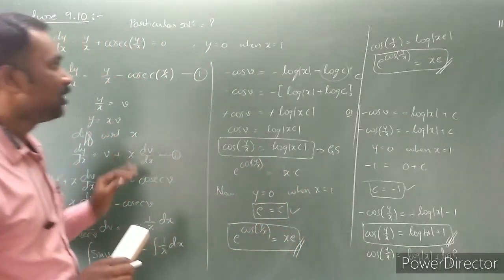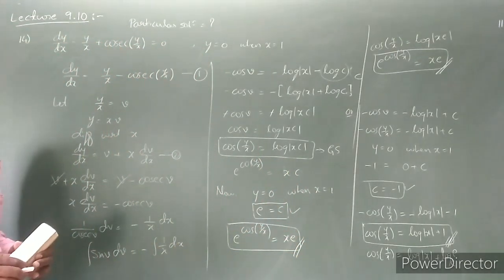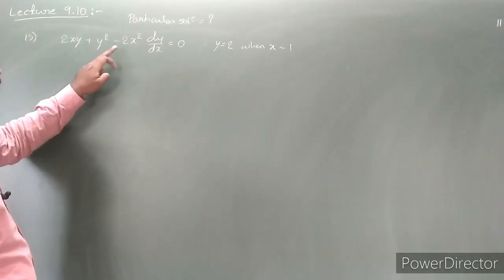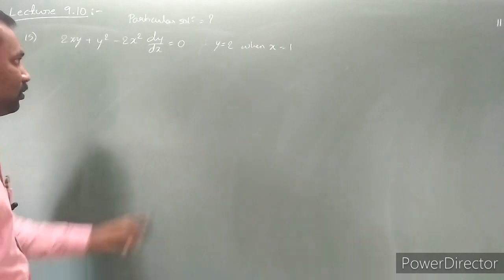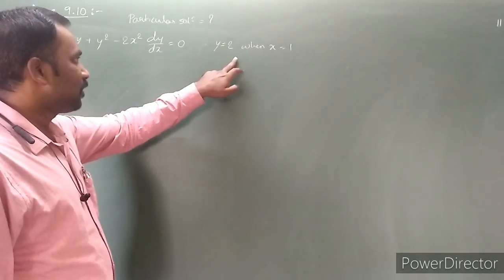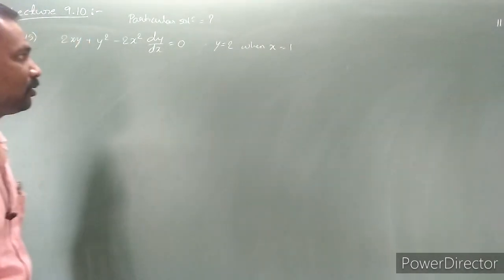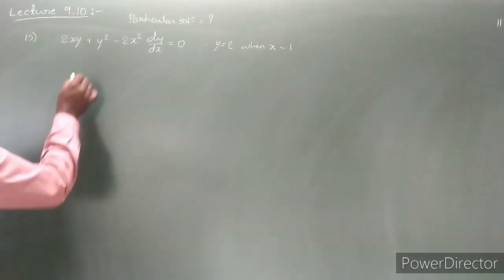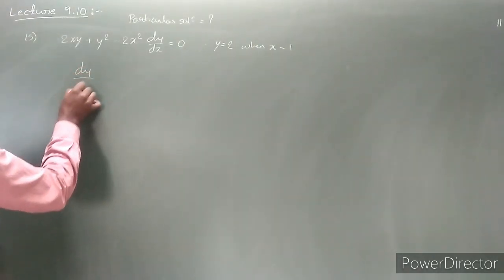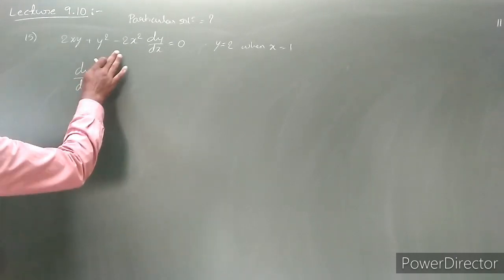Okay, now come to the next question. 2xy plus y square minus 2x square into dy by dx is equal to 0. Given condition: y is equal to 2 when x is equal to 1. First of all, write dy by dx is equal to. How to write the dy by dx? Dy by dx is equal to.